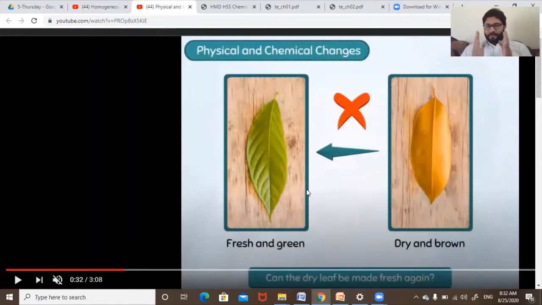Dear student, look, a chemical reaction, like in the case of this one, a fresh and green leaf is converting into a dry and brown leaf. It is an irreversible process, meaning it will not come back to its original form, that is the fresh and green leaf. So this is a chemical reaction going to take place in the leaf now.